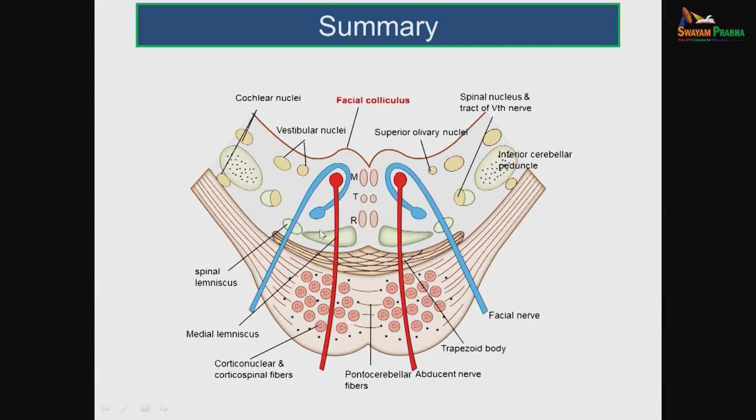Okay. Just dorsal to that, you see there is a trapezoid body. So, in front of the trapezoid body, we see the medial lemniscus, and lateral to that there is a spinal lemniscus. Okay. In the median region, we see the medial longitudinal fasciculus, tectospinal tract and rubrospinal tract. Okay. So, at the level of the facial colliculus, we see the nucleus of the trigeminal nerve, nucleus of the abducent, nucleus of the facial nerve, superior salivatory nucleus and dorsal and ventral cochlear and vestibular nuclei. This is at the level of the facial colliculus.